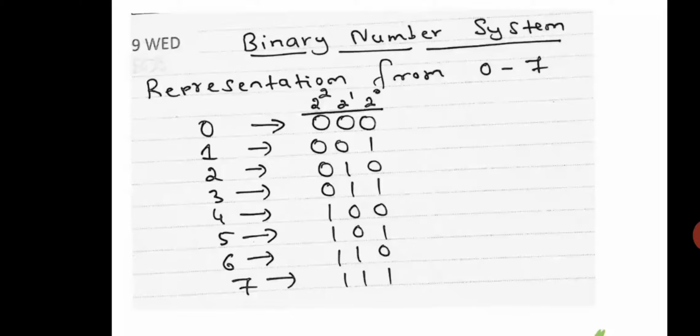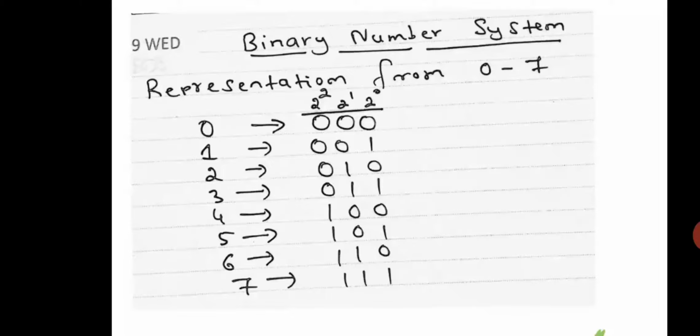The decimal number 4 is nothing but 100, because 2 to the power 2 is how much? 4, right? So you are going to put 1 there. If you have the value 4, you put 1, plus 0 into 2 to the power 1, plus 0 into 2 to the power 0, and you get the value 4. In the next example, 5.